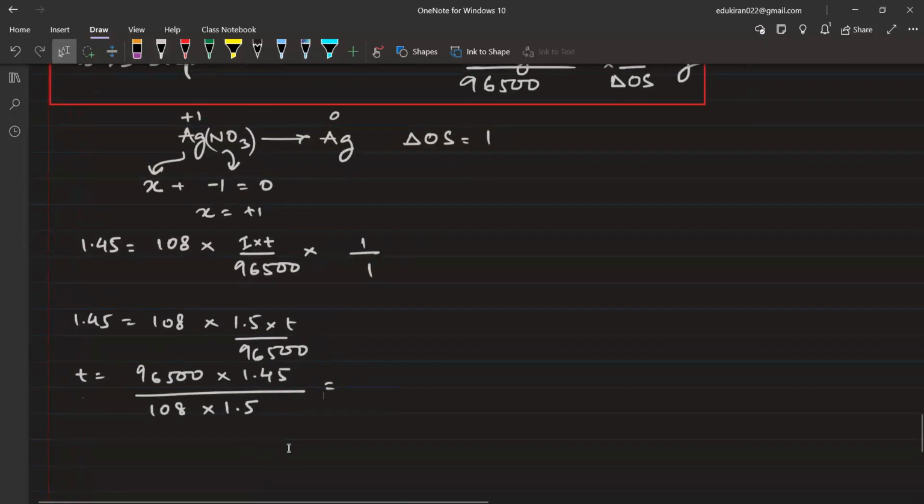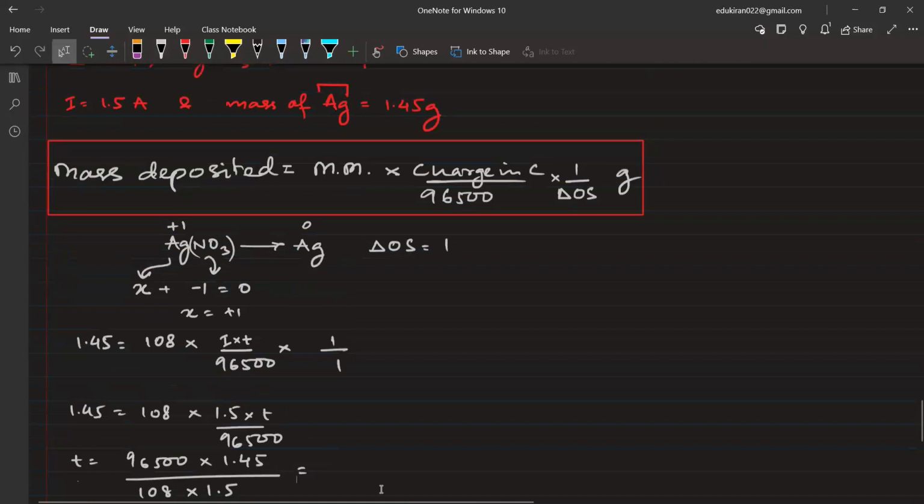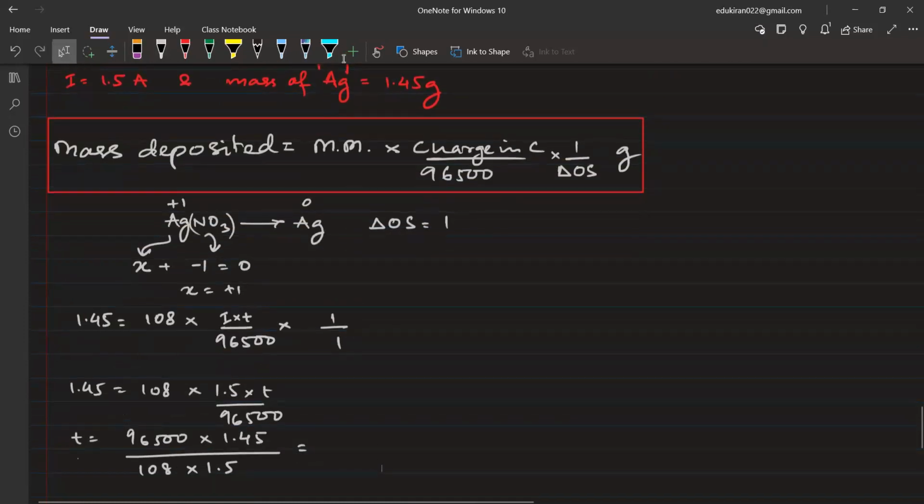All of you understood now? Yes or no, please tell me. Yes, sir. ठीक है, इसको याद कर लीजिए, ये बहुत आसान होगा आपको. मास डिपॉजिटेड इज इक्वल टू मोलर मास इनटू चार्ज इन कूलम्स. चार्ज इन कूलम्स को आप क्या लिख सकते हैं? Q भी लिख सकते हैं, I into T भी लिख सकते हैं, divided by 96500 into 1 upon change in oxidation state. कितना आ रहा है टाइम, जल्दी बताएं.